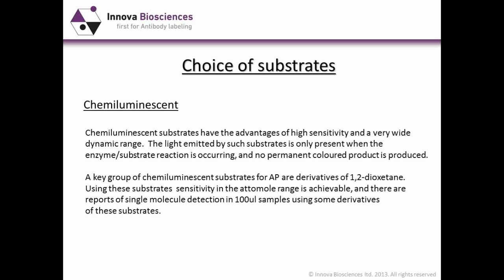A key group of the chemiluminescent substrates for alkaline phosphatase are derivatives of 1,2-dioxetane. The remarkable thing about these is their sensitivity. You can gain sensitivity in the attomole range, and there are indeed reports of single molecule detection in 100 microliter samples using some derivatives of these substrates, and you really can't get any better than that in terms of sensitivity for your assays.